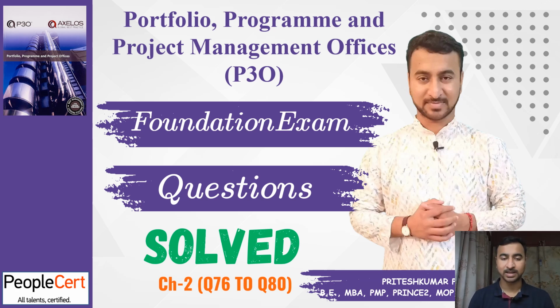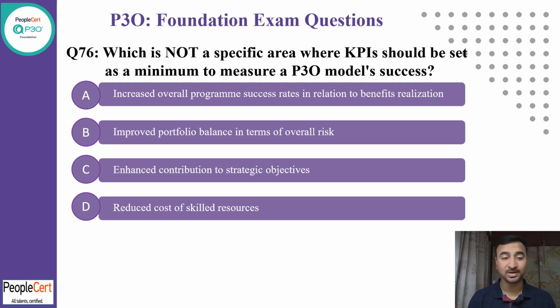Hello friends, as you know, we are solving the P3O Foundation examination, specifically chapter 2, which is why we have to invest in the P3O. Let's quickly move on to question number 76, which says: which is not a specific area where KPIs should be set, at minimum, to measure the P3O model's success. Remember, this is specifically a "not" question, so you have to be very cautious when reading it.